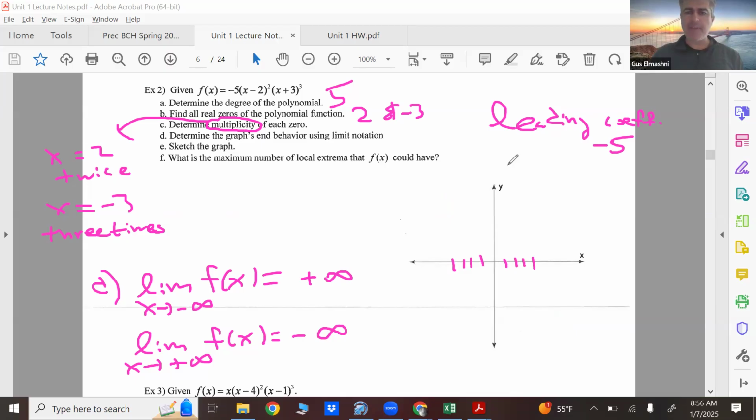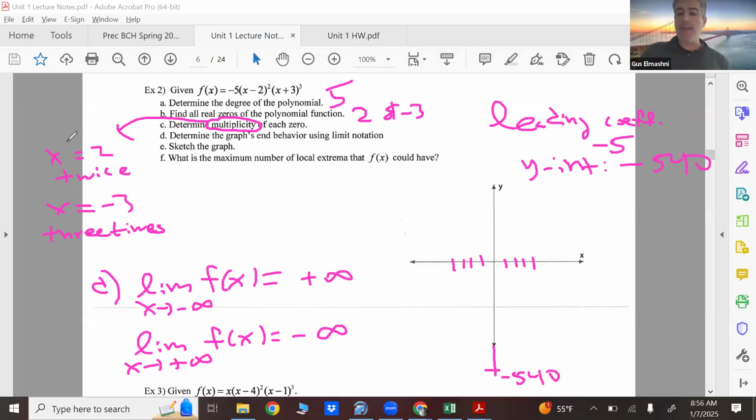Y-intercept, we should probably figure it out. It's gonna be kind of a crazy number. If you plug in 0, you should get... I'm gonna calculate that. Hold on a sec here. Just calculating it. So you plug in 0, you should get negative 20 times 27. Should be negative 540. That's like really low. Yeah, that's like crazy low.